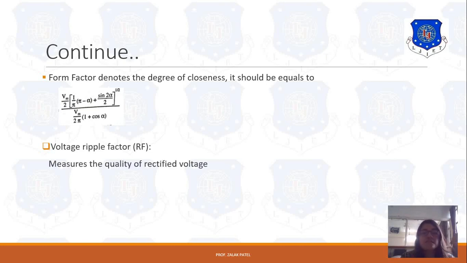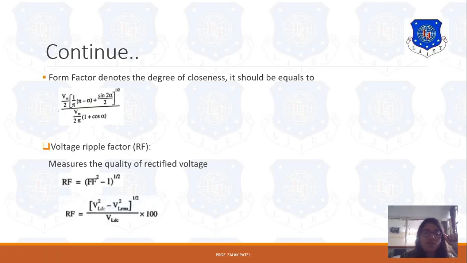Next is the voltage ripple factor. Voltage ripple factor measures the quality of the rectified voltage, meaning how much AC voltage is purely converted into DC. That means the ripple factor should be as minimum as possible, because if the ripple factor has a larger value, then the quality of the rectified voltage degrades. That's why we should keep it as minimum as possible, but it is not always possible to bring it to one level. It is given by form factor square minus 1, raised to 1 by 2. This is one equation of the voltage ripple factor.